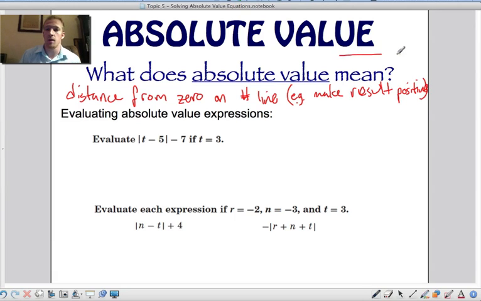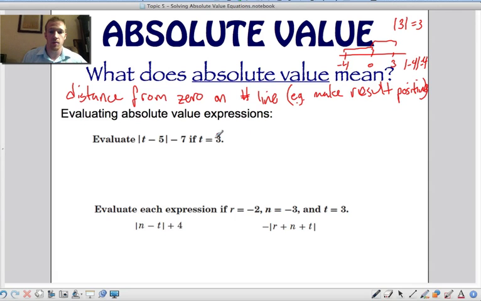Alright, so if we have a number line, 3 is 3 units away. So the absolute value of 3 is 3. Negative 4 is 4 units away. So the absolute value of negative 4 is just a positive 4. Alright, that's what we mean by absolute value.